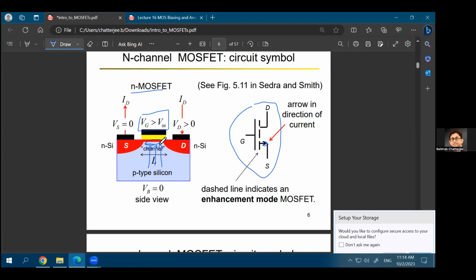So the electron concentration below the gate will increase, and that will form an N-type channel from the source side to the drain side all throughout. So that's the meaning of your enhancement mode MOSFETs.